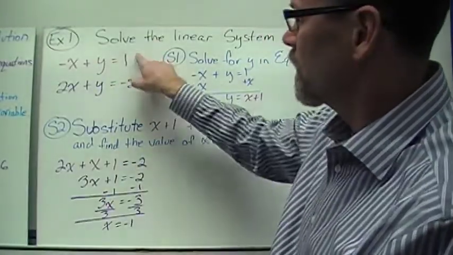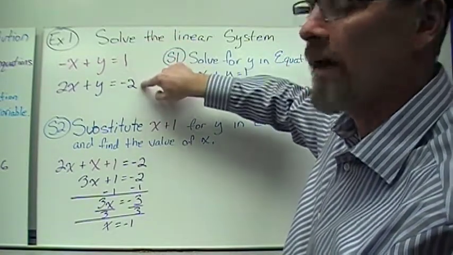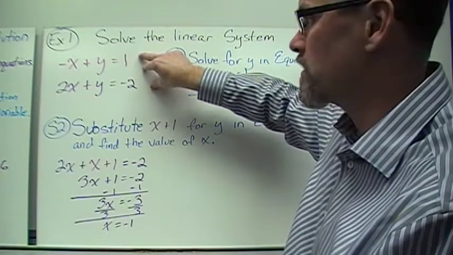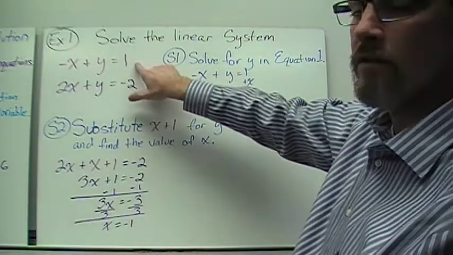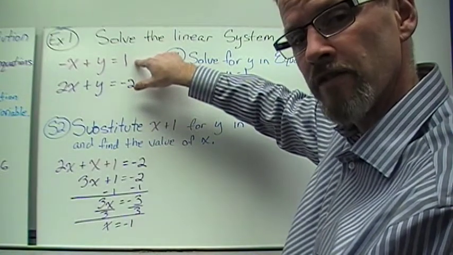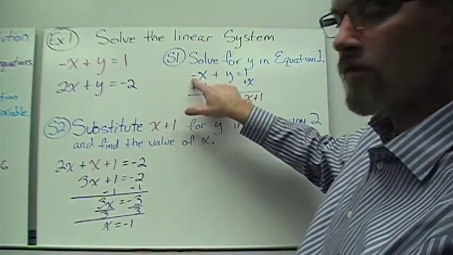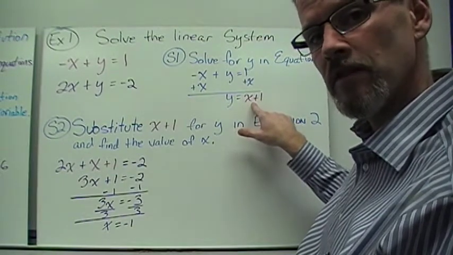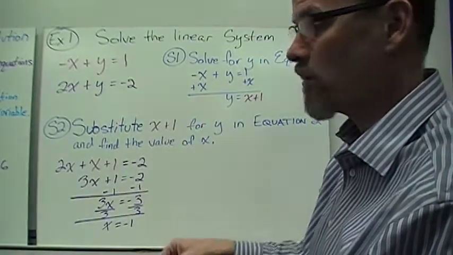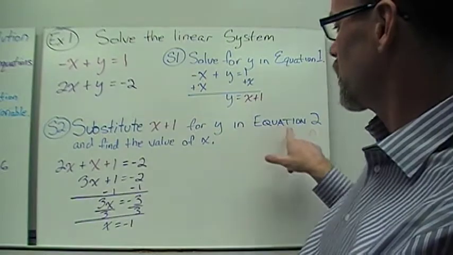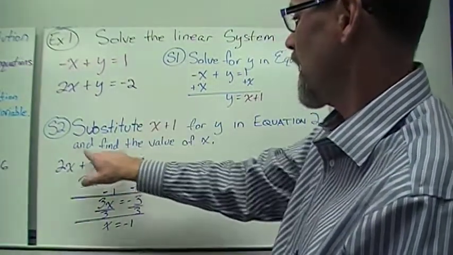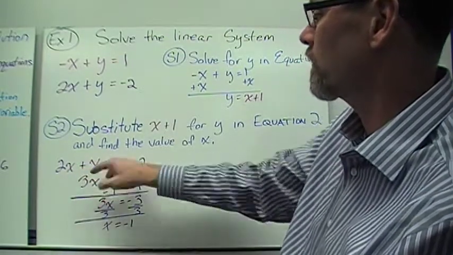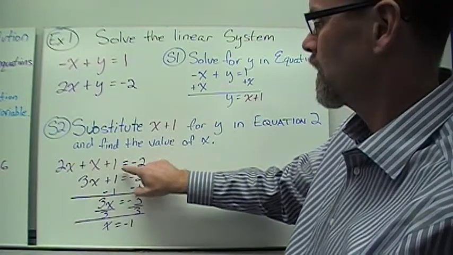So, example 1. Equation 1 says -x plus y equals 1, and equation 2 says 2x plus y equals -2. Solve the linear system by substitution. Step 1, I decided I'm going to choose the -x plus y equals 1 to isolate the variable first. That's easier for me. All I got to do is use inverse operations on the -x, and instantly I have y equals x plus 1.